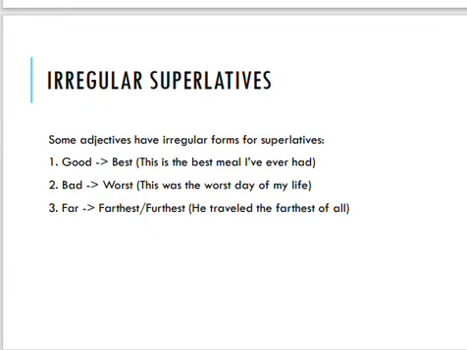Just like comparatives, some adjectives have irregular forms when talking about superlatives. Here are some examples. 1. Good becomes best. Example, this is the best meal I've ever had. 2. Bad becomes worst. Example, this was the worst day of my life. 3. Far becomes the farthest or the furthest. Example, he traveled the farthest of all.